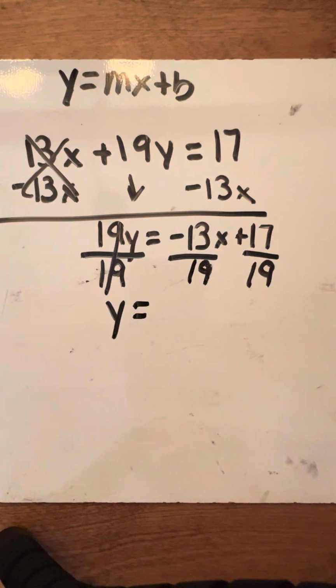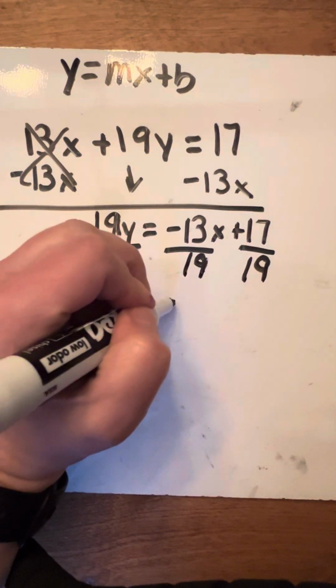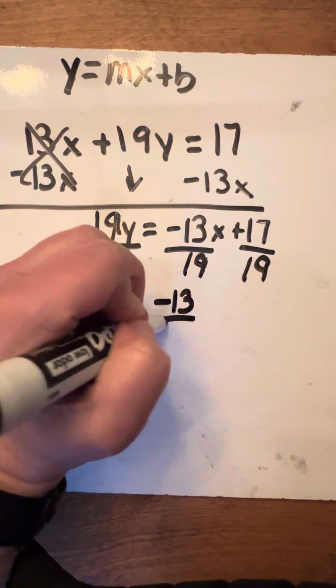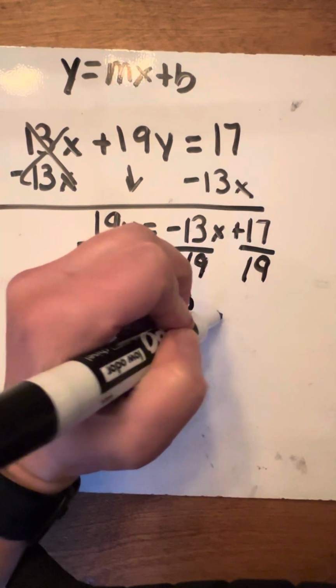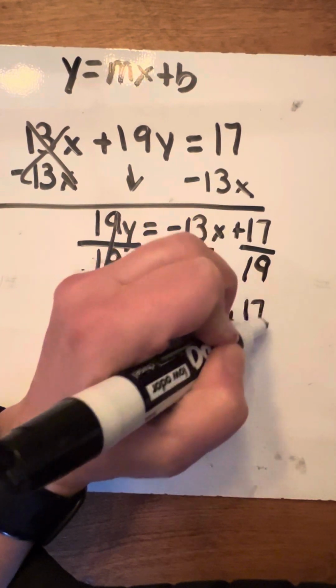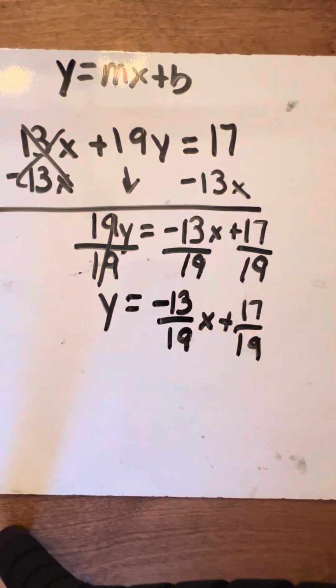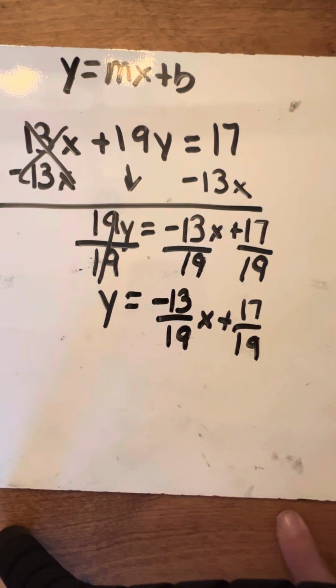Here's where it gets tricky. Nothing right here is going to simplify. So the negative 13 over 19 isn't going to simplify because both of those are prime numbers. They're not going to go into anything. Same thing with 17 over 19. Now, you could leave this like this. Probably best to leave it like this because this is a more accurate answer. I'm not really sure what your teacher is looking for as far as anything else goes. I would leave this like this.